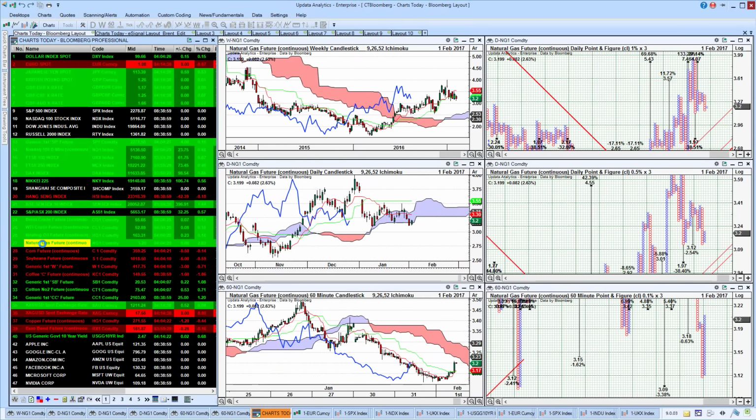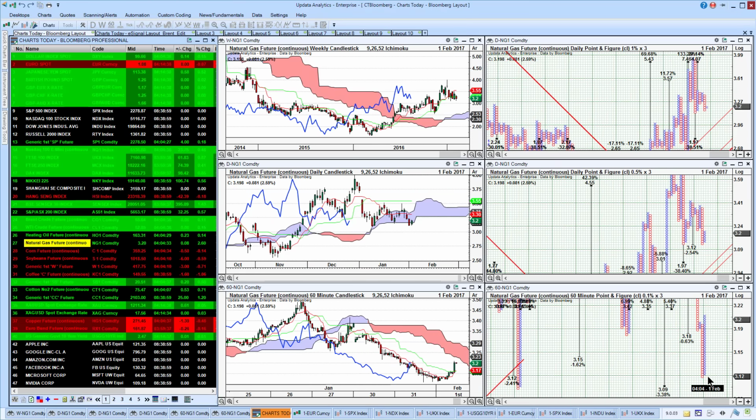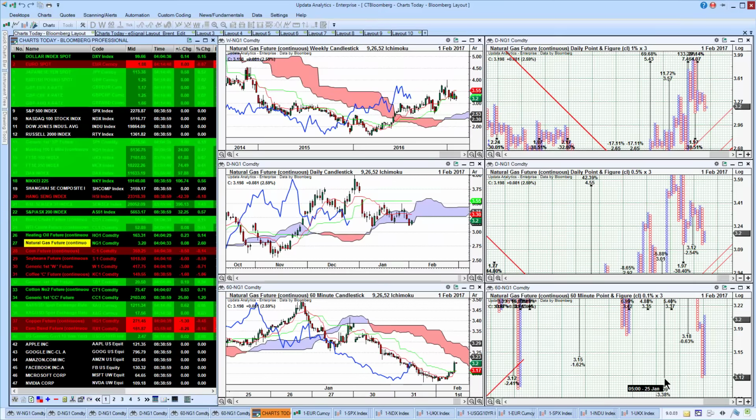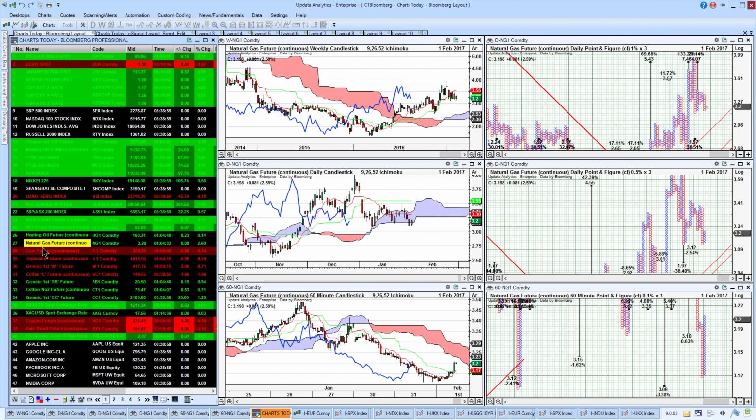Nat gas is still bearish below the cloud, but we're just kicking up off these lows here. So 309 was the target. We didn't quite get there. If we don't quite reach the target, that is a bullish confirmation. So we might just see some recovery in the gas price.